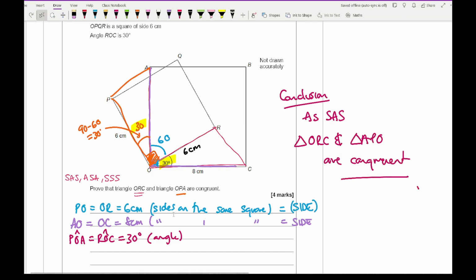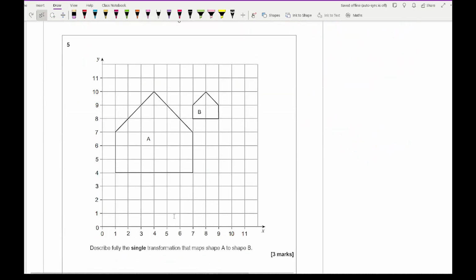And there we go. Then moving on to question 5, it says describe fully the single transformation that maps shape A to shape B. So we're going from this shape to this shape. Now straight off the bat, we know it's going to be an enlargement because the shape has changed in dimension. So we know it's an enlargement. So the next thing for me to state is the scale factor.